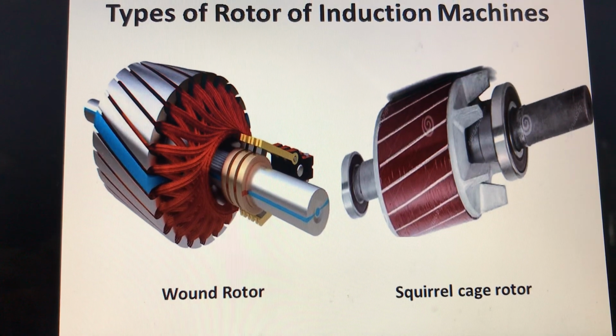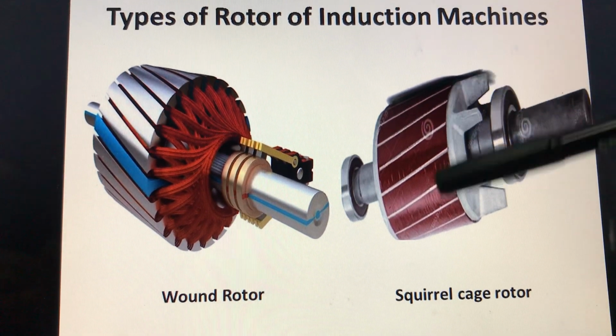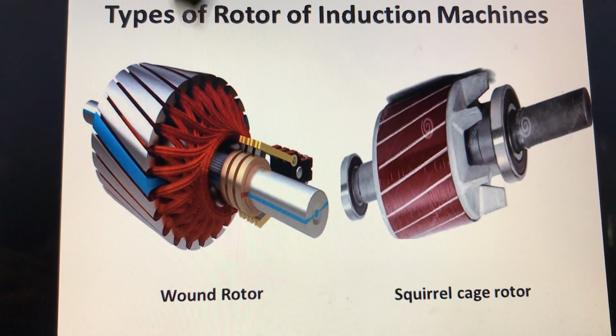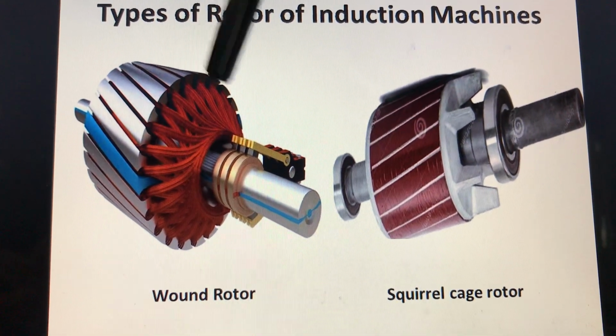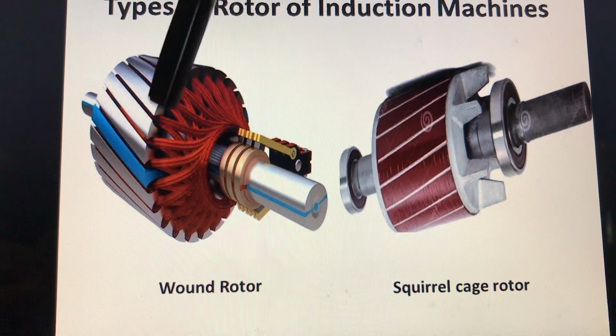These are the types of rotor. This is squirrel cage rotor, this is wound rotor. These rotor types are for induction machines. This is wound rotor in which windings are there.